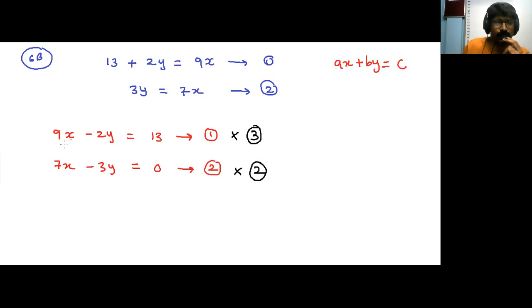When we multiply this equation number 1 with 3, what will happen? Check it out. This will become 3 into 9x, 27x minus 3 into 2y will become 6y, which equals to 13 into 3, 39. Are you getting it? Same thing. 2 into 7x will become 14x. 2 into negative 3y. And now you'll understand why I multiplied this by 3 and 2, so that the coefficient of y's, they are same, isn't it? 2 into 0 will become 0.